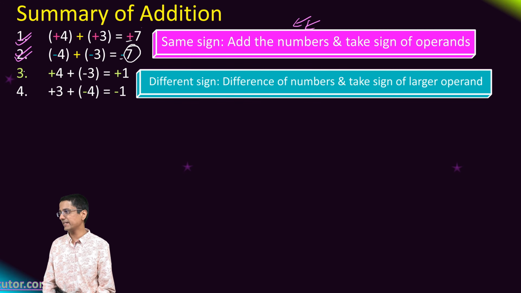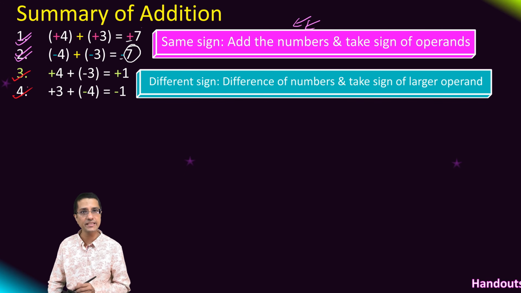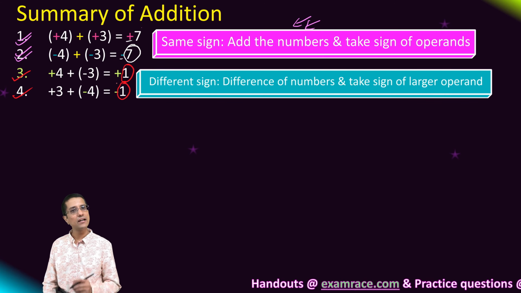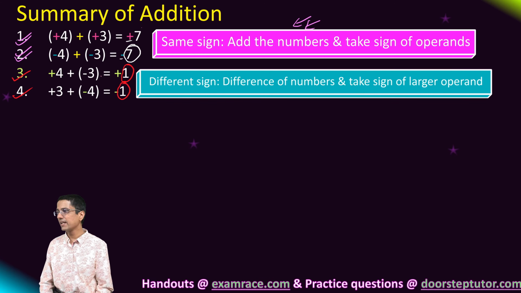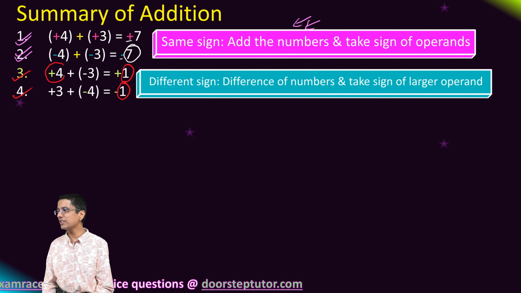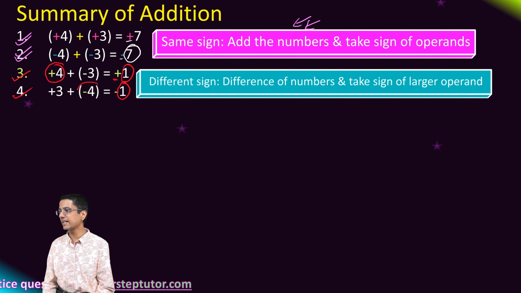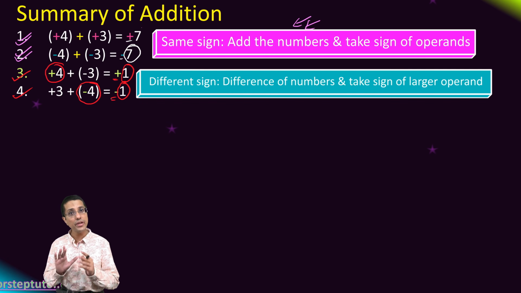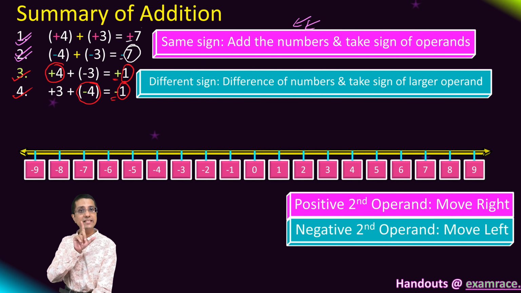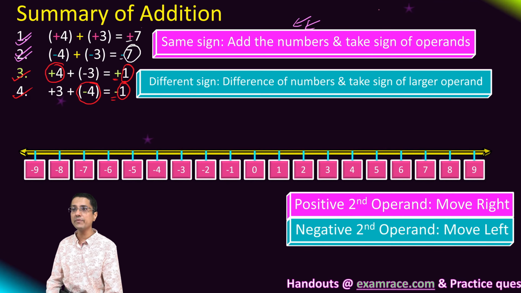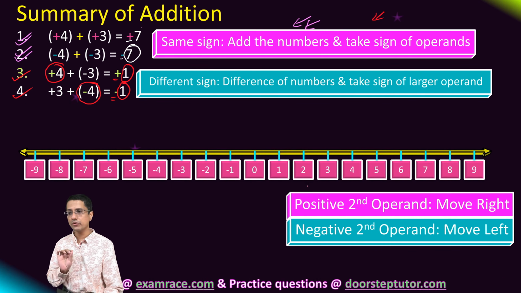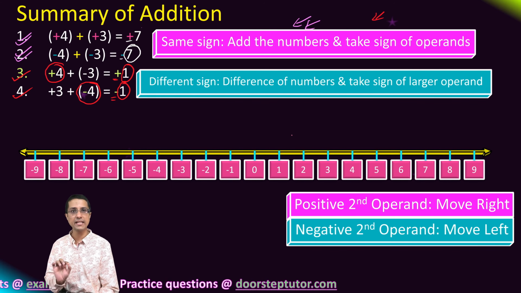If the 2 operands are of different sign, the bottom 2 cases, take the difference of the 2 numbers, that is 1 in our example. The sign would come from the larger magnitude operand. So the larger magnitude operand provides the sign in both these cases. So very simple rule. Remember this, and this is our preferred method. If no method is specified, this is the method we would be using for solving all the problems of addition of integers.